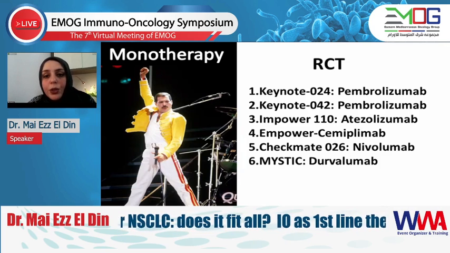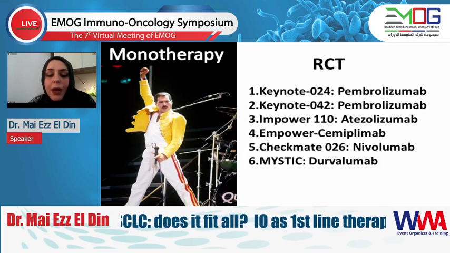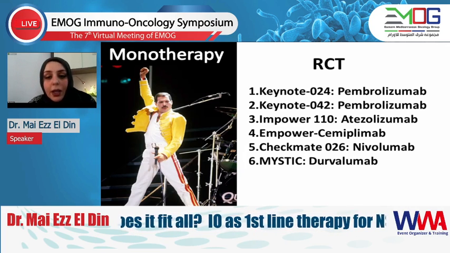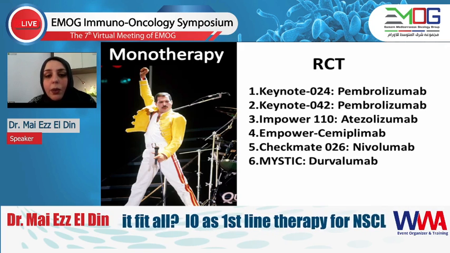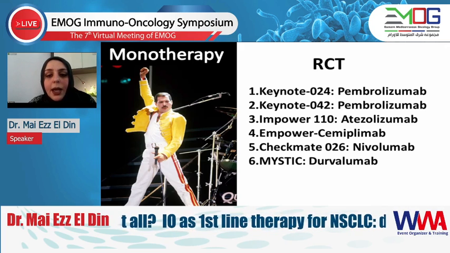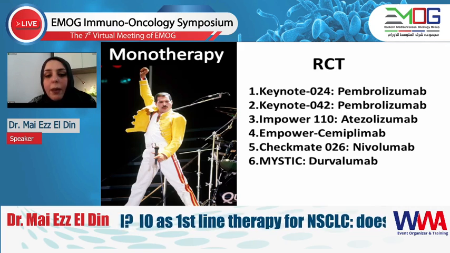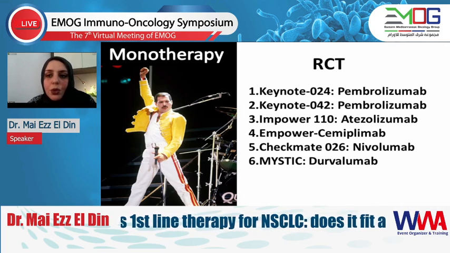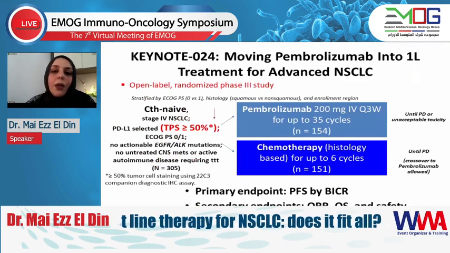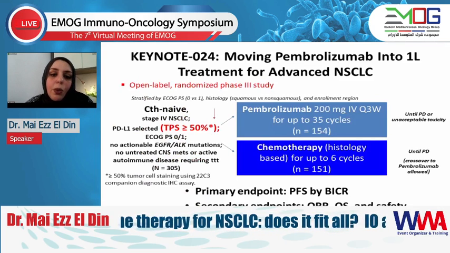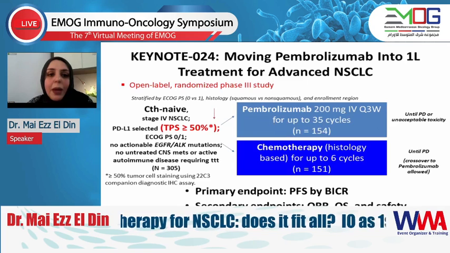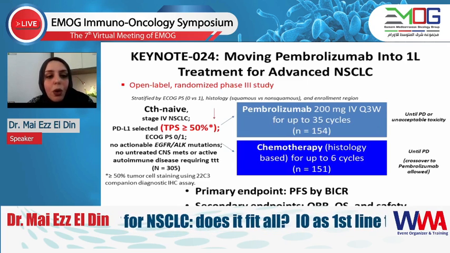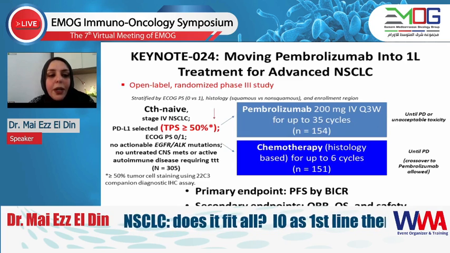KEYNOTE-024, KEYNOTE-042, both pembrolizumab trials, IMpower 110 with atezolizumab, EMPOWER with cemiplimab, the newcomer on the block, and CheckMate 026 and MYSTIC for nivolumab and durvalumab respectively, which were negative trials, but I'll just try to mention them quickly. Now, this was the first, promising breakthrough trial that caused a big paradigm shift, the KEYNOTE-024, which had a tumor proportional score of more than 50% for PD-L1.